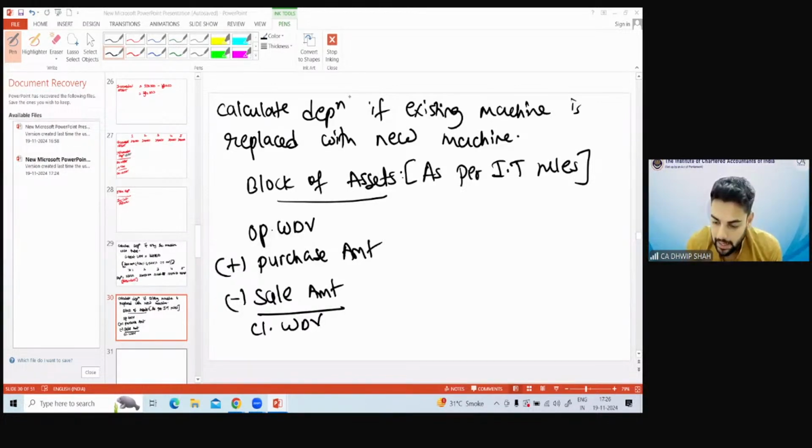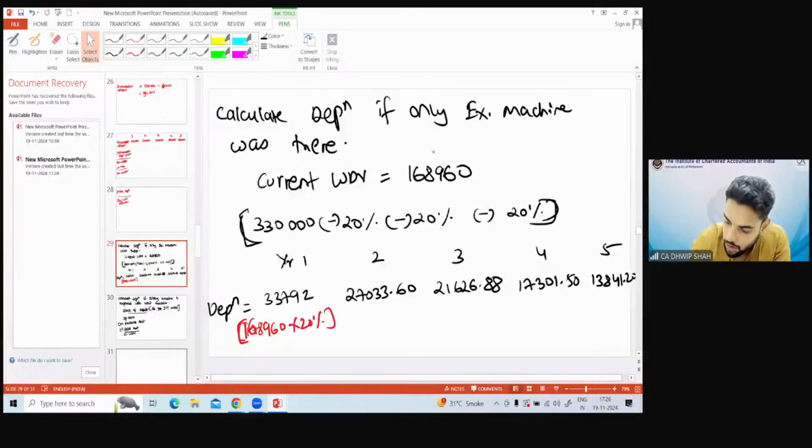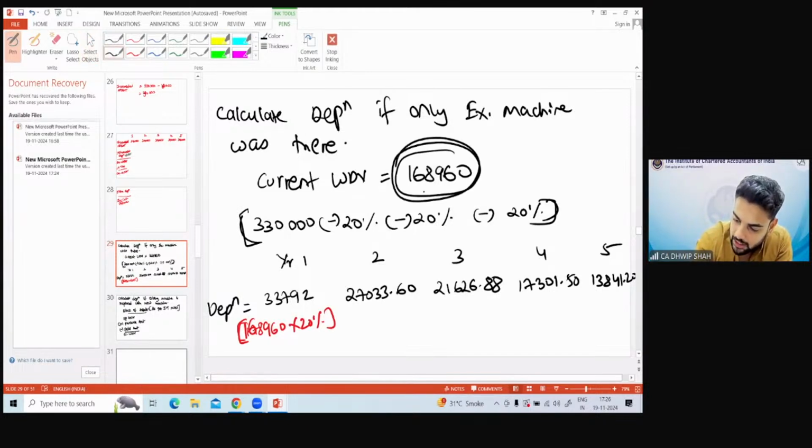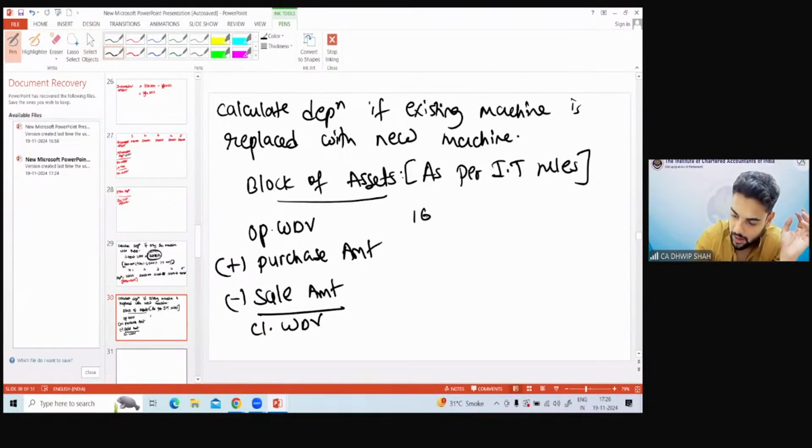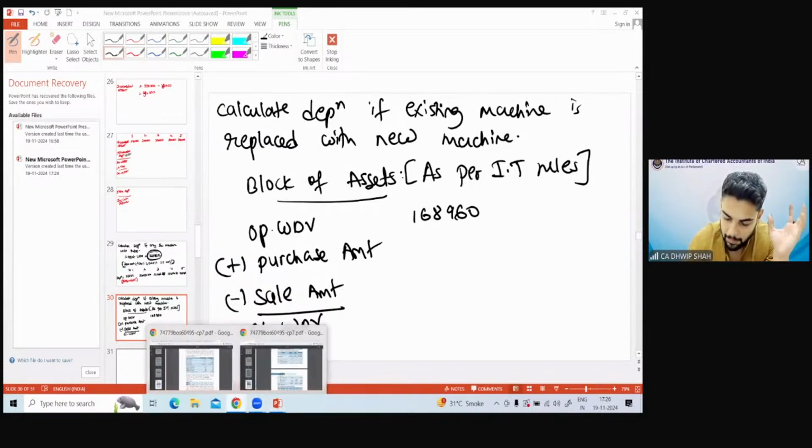This is how block of assets is calculated. Correct? So my opening WDV, if the new machine is now replacing the old machine, would be this amount, 168,960. This amount will show in the block of assets as on the date of replacement. Are you getting this? As on the date of replacement, the block will have the old machine of 168,960. Correct? So my opening WDV would be 168,960.